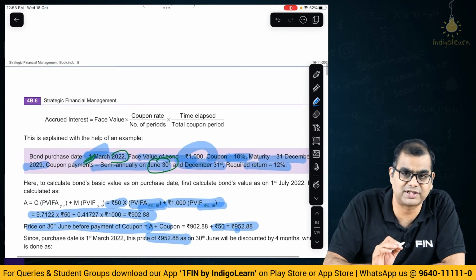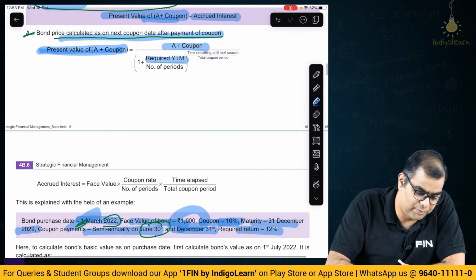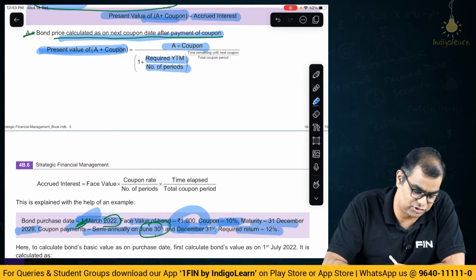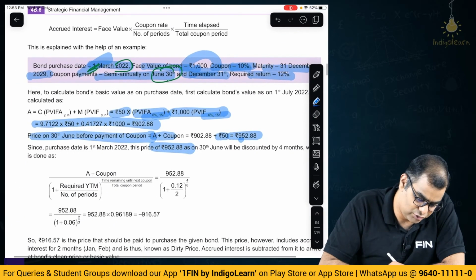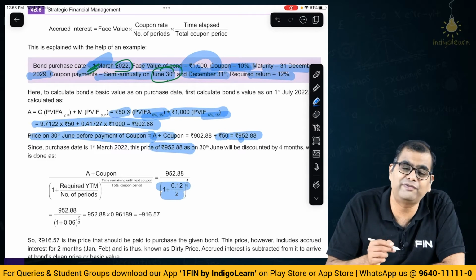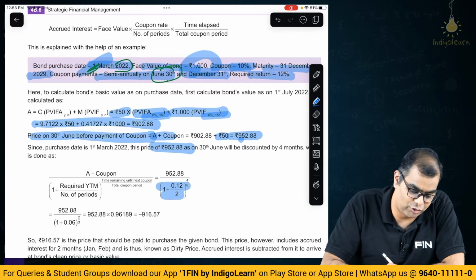12% is annual, so 6% is semi-annual. And number of periods, it is 12 by 2, so it is 6%. So, 1 plus 6%. You do 1 plus 6%, which is 12 by 2, power. You bring it forward by 4 months. So, you do 4 by 6.